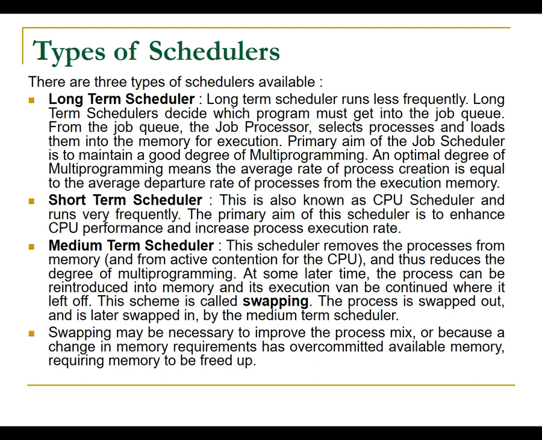The intermediate scheduler, which works between long term and short term, is the medium term scheduler. This scheduler removes the process from memory and reduces the degree of multiprogramming. At some later time, the process can be reintroduced into memory and its execution can be continued where it left off. This scheme is called swapping.